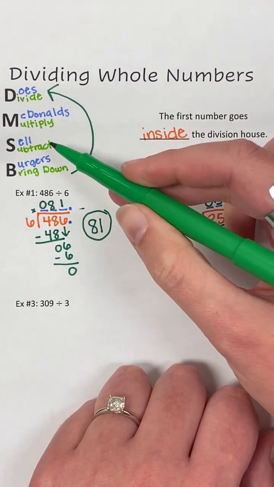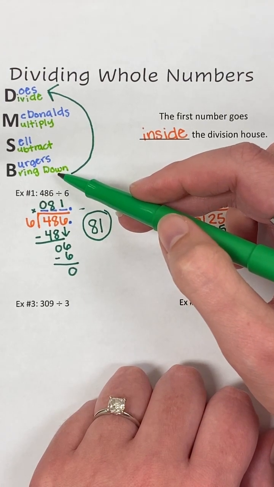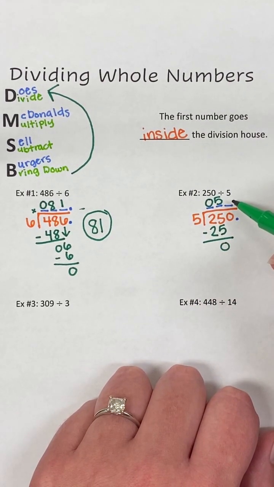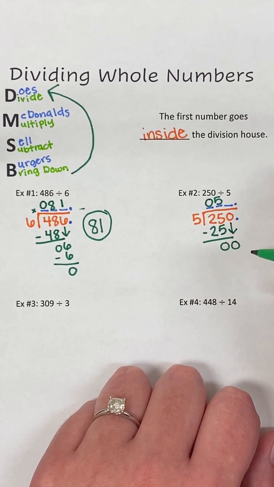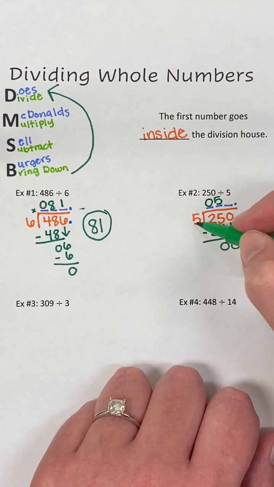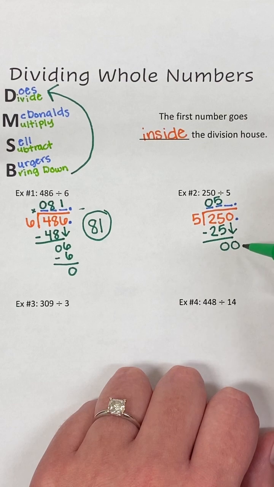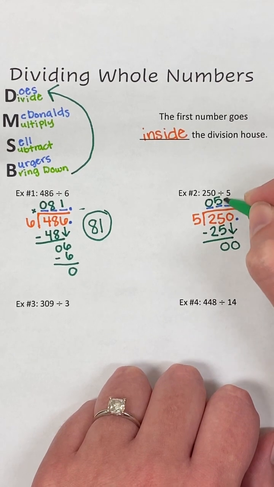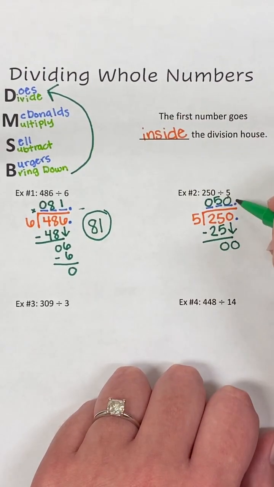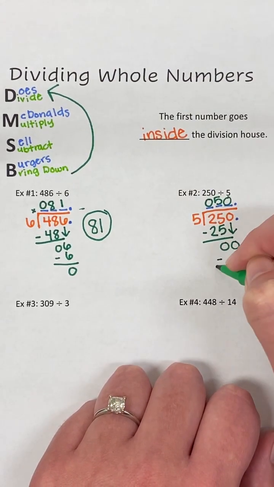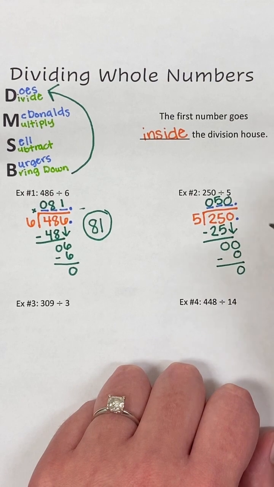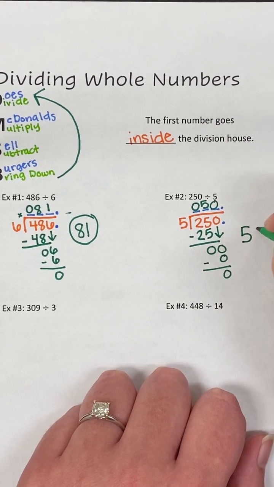So I have a 0, but I still need to bring down because I still have a space here. Every space has to have a number in it. So I need to bring down my 0. And I have another 0. I can still divide. What times 5 gives me 0? 0. Now I multiply. 0 times 5 is 0. Subtract. And there's nothing to bring down, so my answer is just 50.